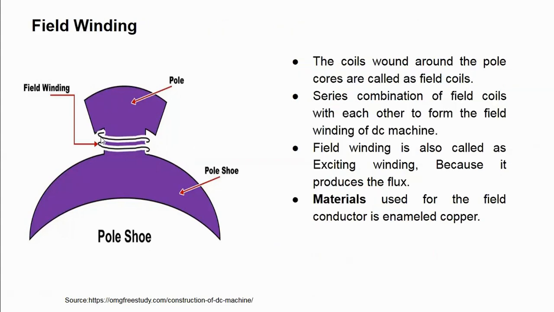Then we will have the field winding, which is placed on the poles. These field windings are wound around the pole cores. These are also called field coils. The field winding or field coils can be a series field winding or shunt field winding. Based on those, we can classify the machine. The field windings are also called excitation winding, because when we pass the current through the field winding, that will produce the magnetic flux or magnetic excitation. So it is also called excitation winding. The material used for the field coils or field winding is enameled copper.